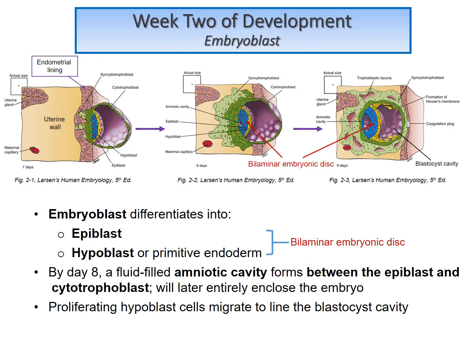Early in the second week, the embryoblast differentiates into two distinct epithelial layers: the epiblast, indicated by the blue cells, and the hypoblast, or primitive endoderm, indicated by the yellow cells. Together, these two layers form a structure called the bilaminar embryonic disc.